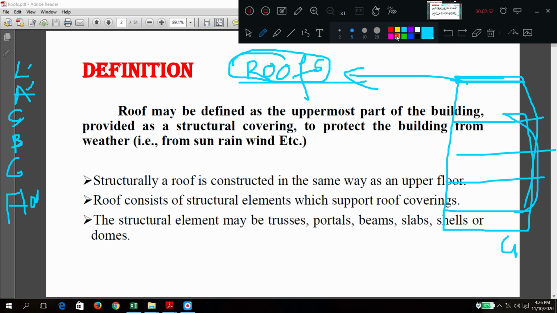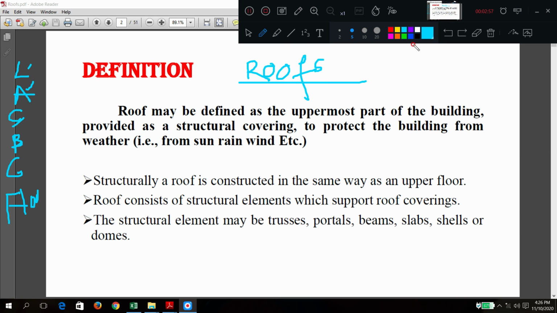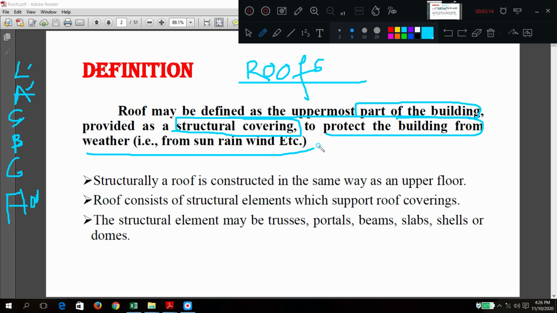Now, what is the definition? It is defined as the uppermost part of the building which provides structural covering to protect the building from weather, that is sun, rain, wind. Very elementary definition. Everyone understands why your house requires a roof: to cover from the rain, to cover from the sun.